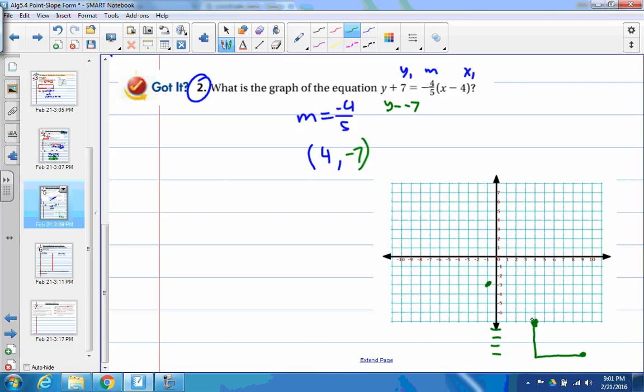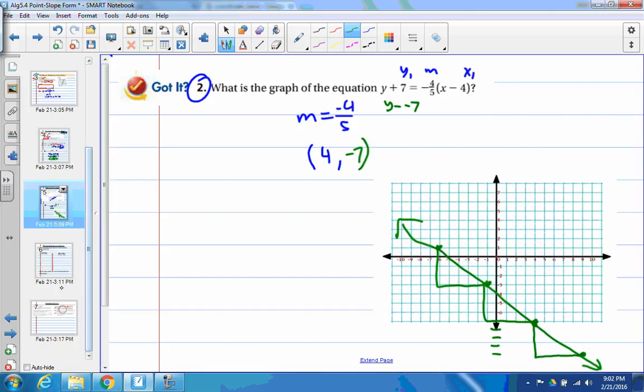So we just keep making those steps. And you can go back again, 5 and up 4. And it would make these steps. And then you can draw a line. As long as you have 3 points, you're good to go. So my line's going to look like this. And that is the line graphed from that equation.